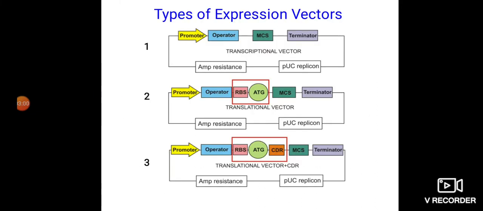So there are three different types of expression vectors. Transcriptional vectors, which are mainly used to get more mRNA. There are translational vectors, which are used in order to produce these particular proteins within the cell. And there are translational fusion vectors, which place these particular proteins in membranes.